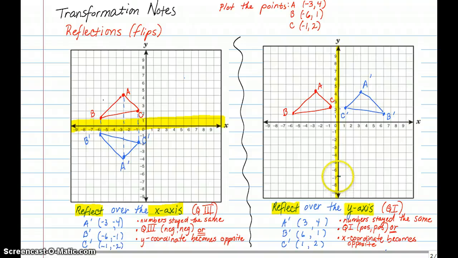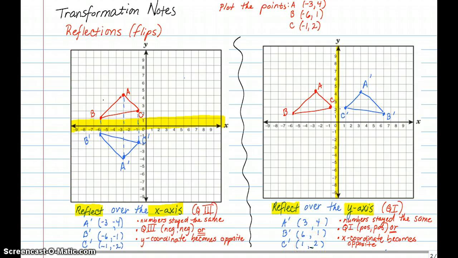Okay, when you reflect over the y-axis, it went into quadrant 1. It's the mirror image of it. And A prime is 3, 4, B prime is 6, 1, C prime is 1, 2. If you haven't already noticed, the numbers are the same as the initial ordered pairs. But now you're in quadrant 1. And quadrant 1 is always positive, positive. So you have all positive values. That to me is the easier way.